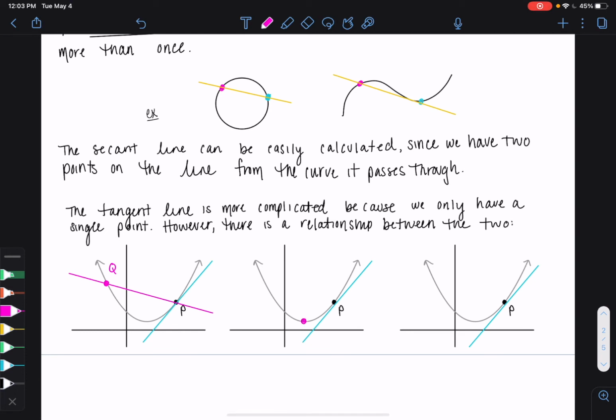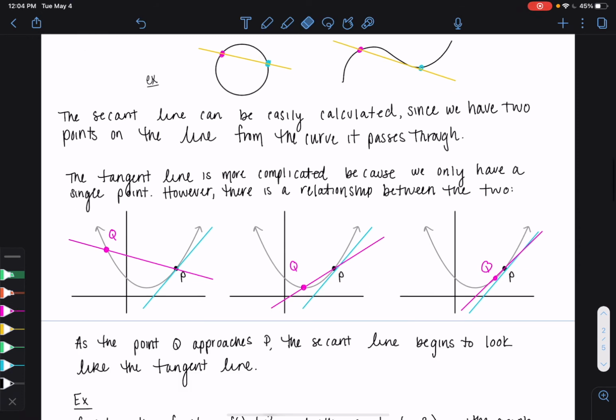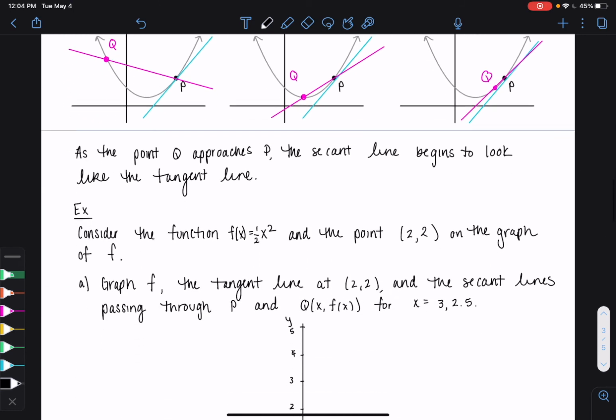If I move Q closer to point P, and I find the secant line between those 2, this one's much better. If I move even closer to point P, and I find the secant line, I'm near identical to that tangent line. So ultimately, as Q approaches P, the secant line starts to look like the tangent line. So this is what I need to do. I need to let Q get closer and closer to P, and that's what this limiting process is going to allow us to do. So let's try an example.